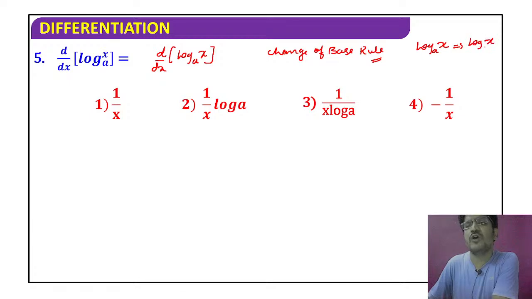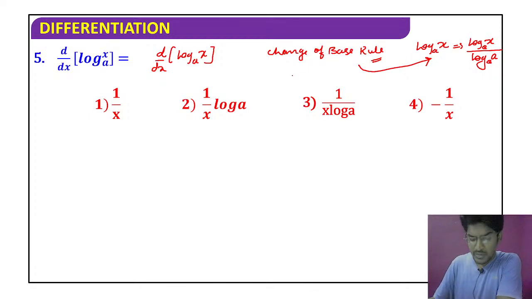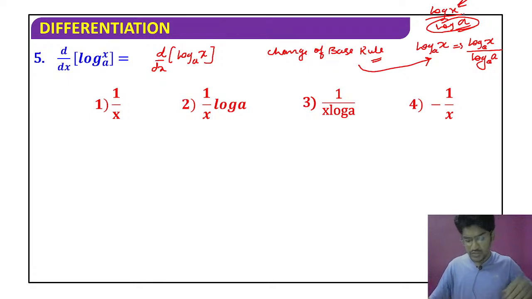It will be in the form of log x to the base e, and log a to the base e, by using the change of base rule. Clear? So from this you can understand that by using the change of base rule, you can write it as log x divided by log a. Okay, so that you have to differentiate. Here log a is a constant term and log x you have to differentiate. Clear?